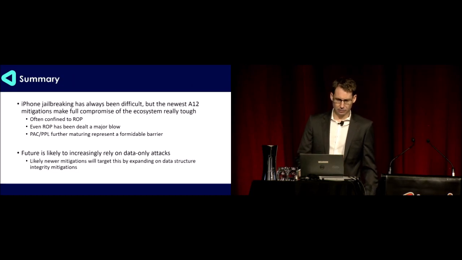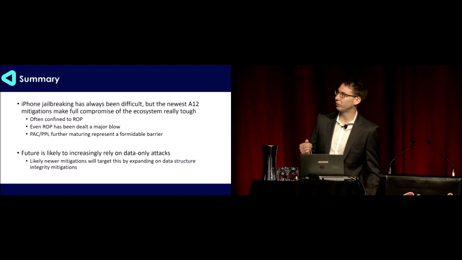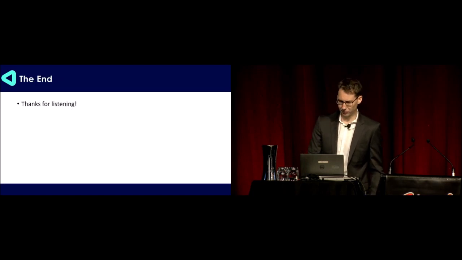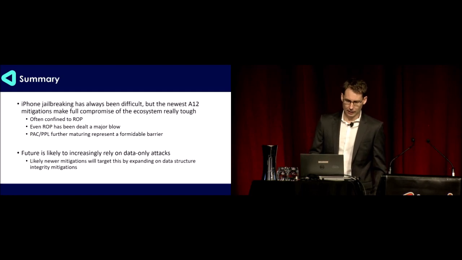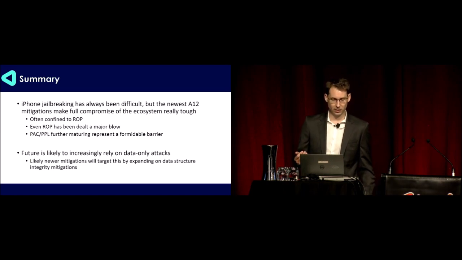So in summary, it's always been a difficult task to jailbreak an iPhone. But in particular, with the recent mitigations, especially the A12, a full compromise of the ecosystem is really difficult. Often you're confined to ROP and don't have the ability to do unconstrained code execution. Even then, PAC and PPL, once they have matured a little further, are going to represent a very significant barrier to even doing that. So I think in the future, we're going to likely see increasing reliance on data-only attacks, programming weird machines and things like that.